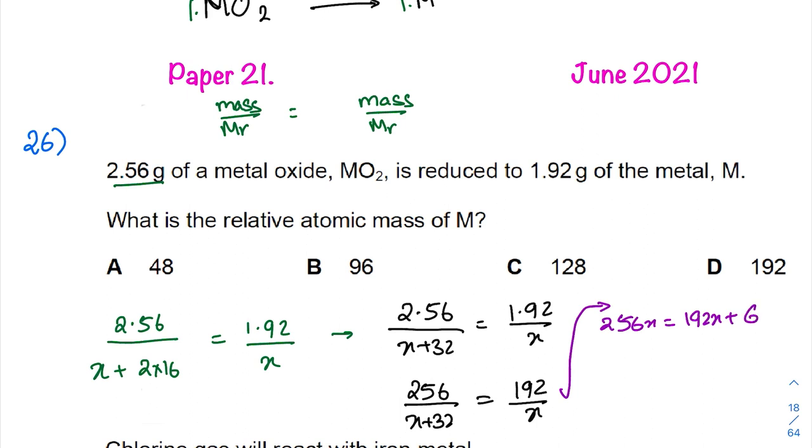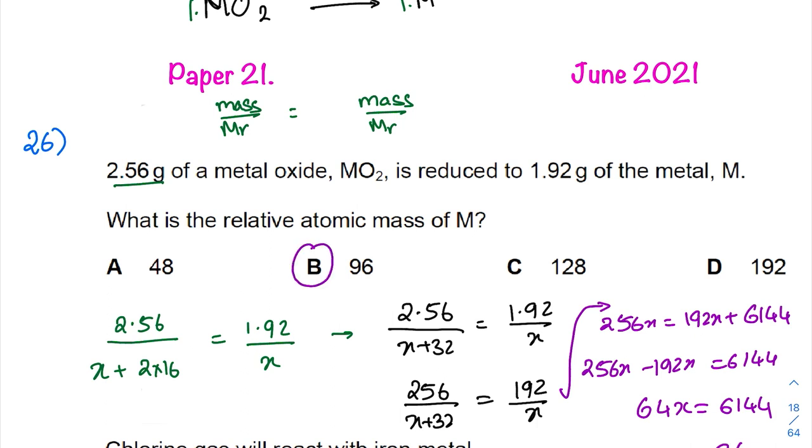192 times 32 is 6144. Now 256x minus 192x equals 6144. So when I subtract it out, it becomes 64x equals 6144, and I get x equals 6144 divided by 64, which is 96. So which option is that? Option B.